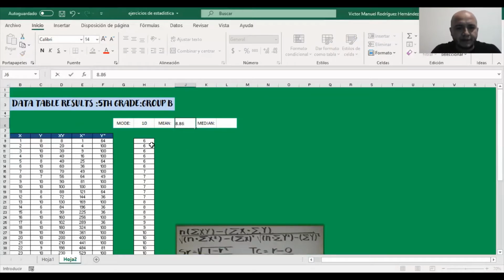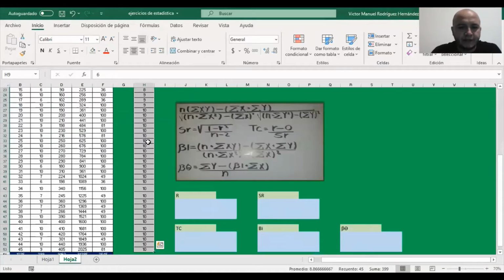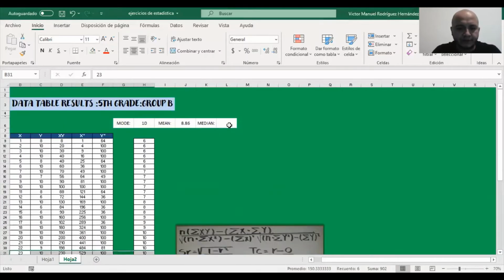And the median, as we can see, we have 45 students. If we divide that in half, we're going to have 22 on one side, 22 on the other side. And the number 23 is going to be our median. In this case, that's going to be the number 10. One more time. That's the number 10. All right. So there it is.